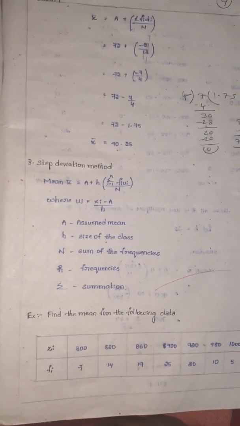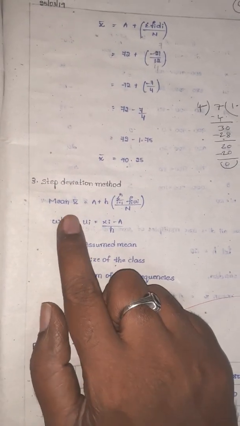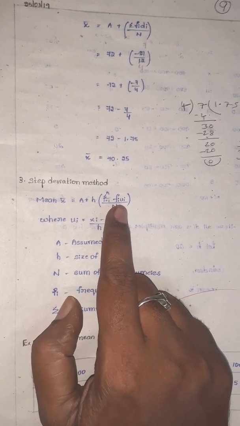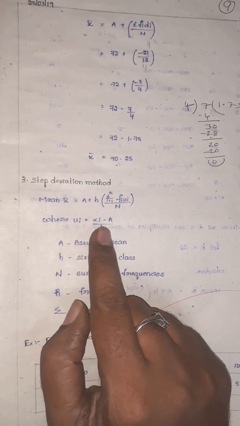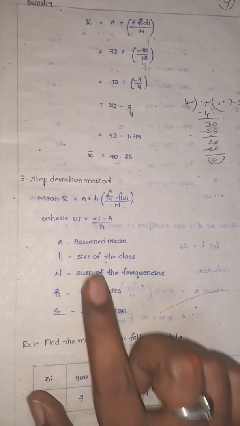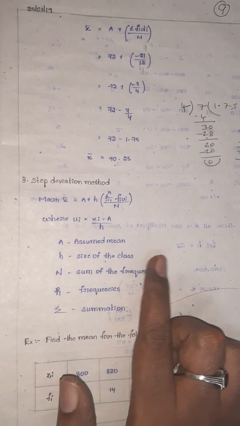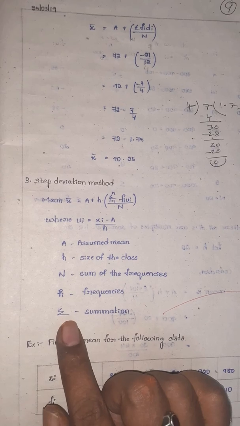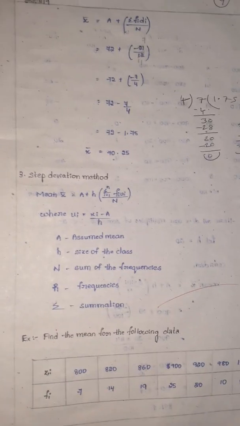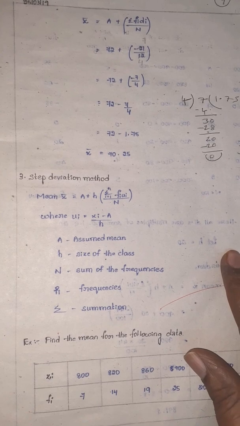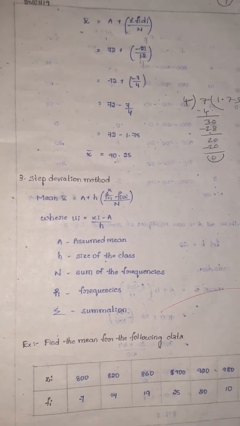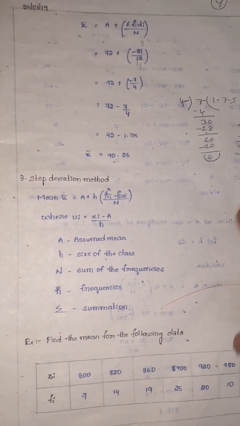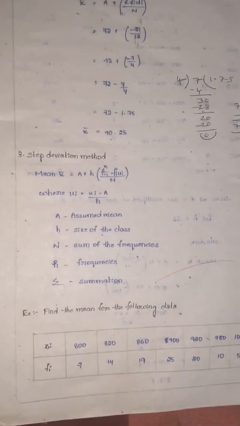Next, the third method is the step deviation method. Mean x bar is equal to capital A plus h into summation fi ui by n, where ui is equal to xi minus a by h. Here a means assumed mean, h means size of the class, n means sum of frequencies, and fi means frequencies. This symbol indicates summation or sigma. This is also an important formula for a 2-mark or 1-mark question. If you are asked to write the formula for the mean in the step deviation method and explain each term, you should write up to here.